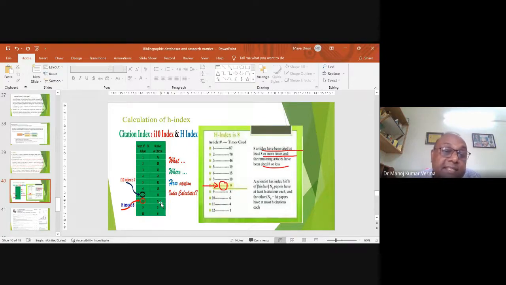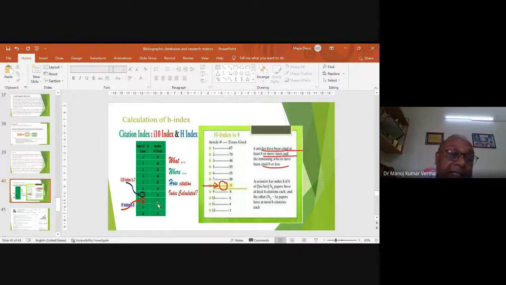Dr. Kalyan's H index will be 8, meaning 8 papers have a minimum of 8 citations. If you go to 9, then the 9th paper has 5 citations, meaning the 9th paper has less than 9. That's why his H index will be only 8.